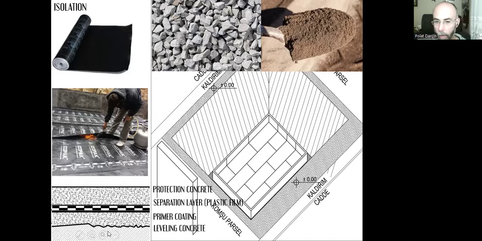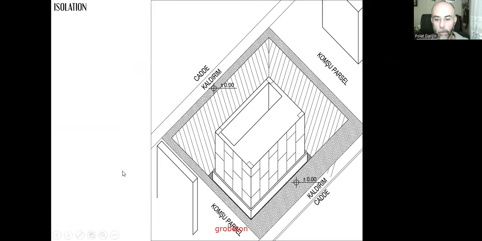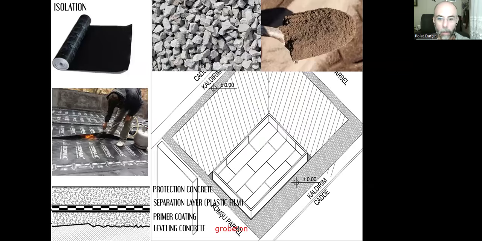Here, we have a concrete so that the workers don't walk on the mud anymore. We have a clean surface. That's concrete. It doesn't have any reinforcement bars. In Turkish, we call it grobeton. Grobeton is here. I'm sorry. Grobeton is here. That's grobeton.